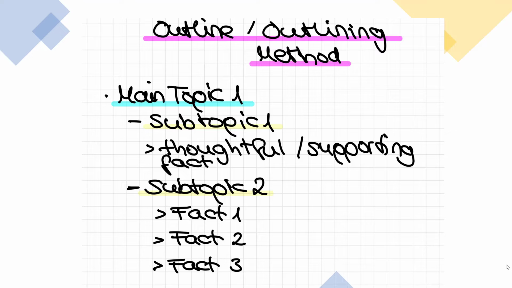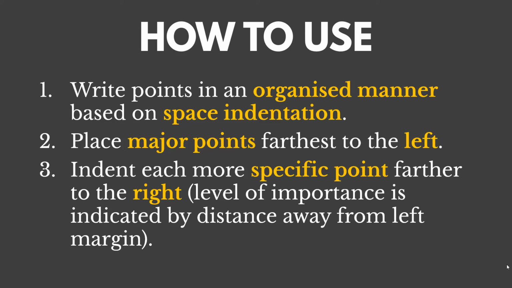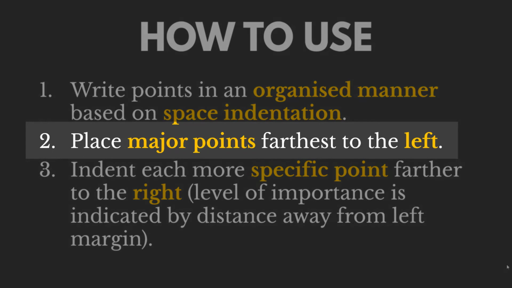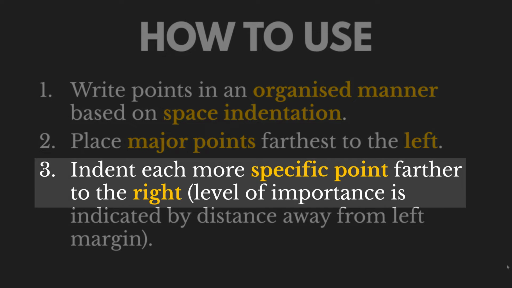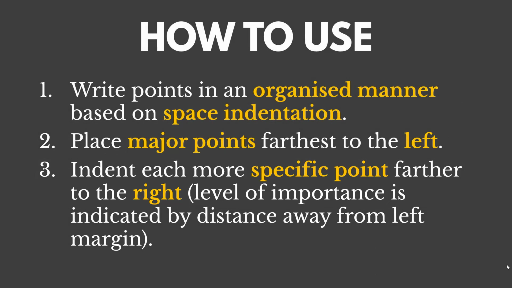I have a dream. Next, we have another subtopic followed by fact 1, 2, 3. So this is how you organize an outline method, where you go by the main topic, subtopics, and subsequently supporting facts and figures. How do you use it? So you write the points in an organized manner based on the space indentation. You place major points furthest to the left, and then each more specific point further to the right, and the level of importance is basically the most important to the left and the not as important to the right.